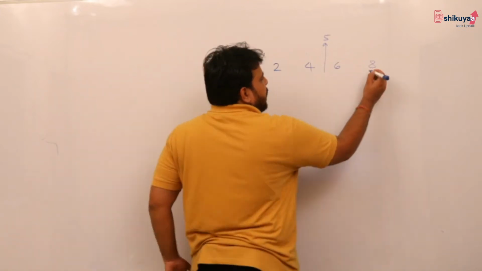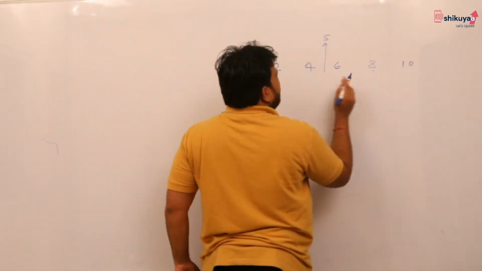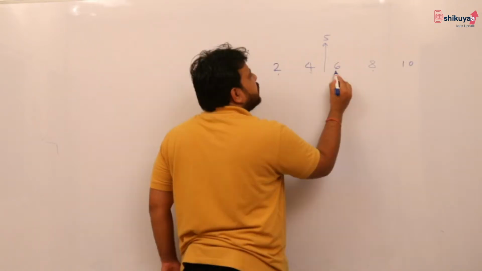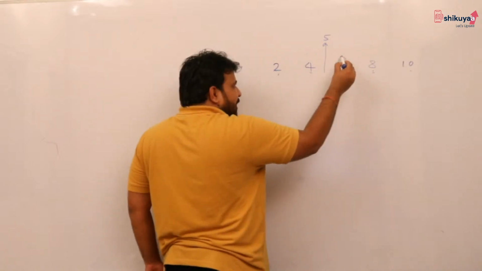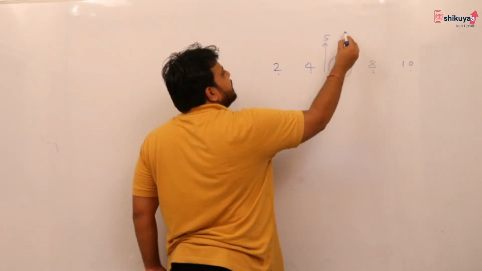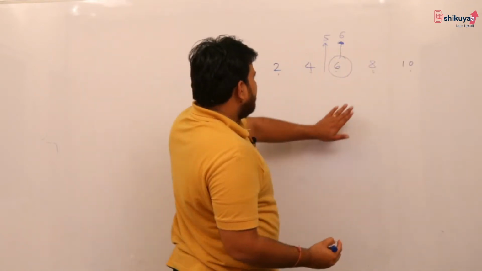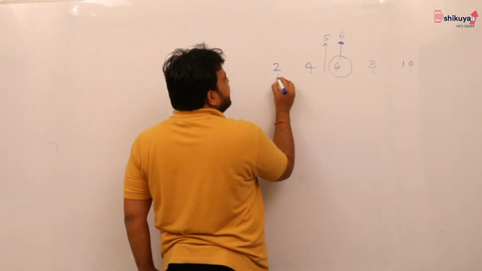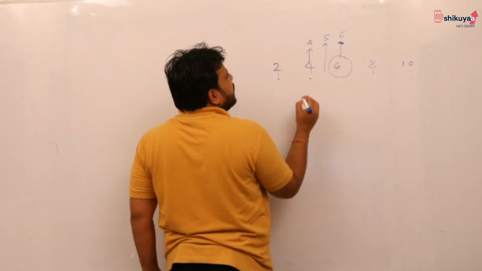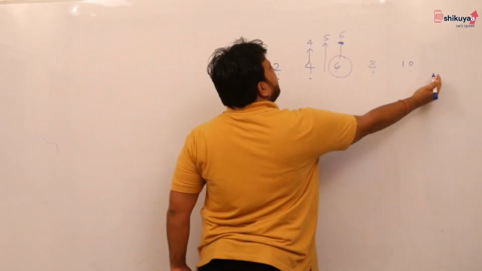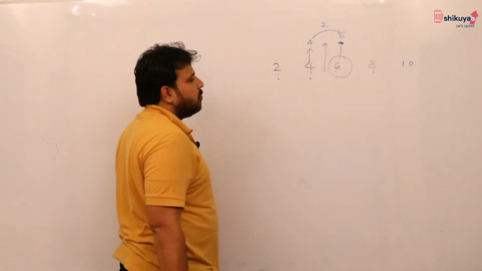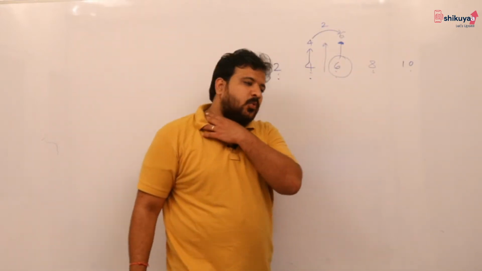When I add 10 to this series, the total terms become 5: 1, 2, 3, 4, 5. So the center value is going to be the average. You are getting my point? The center value is the average, that is 6. So in a nutshell, initially the numbers are 2, 4 and 6, the average was 4, correct? And if I add 2 more numbers in the series, the average has increased by 2.